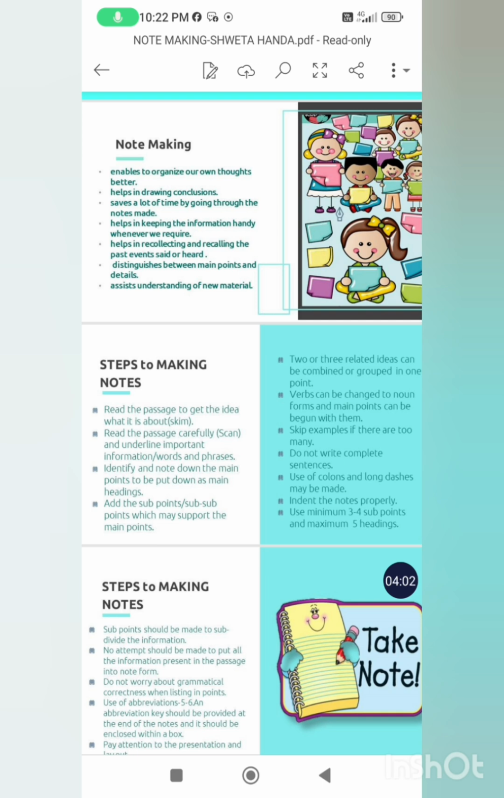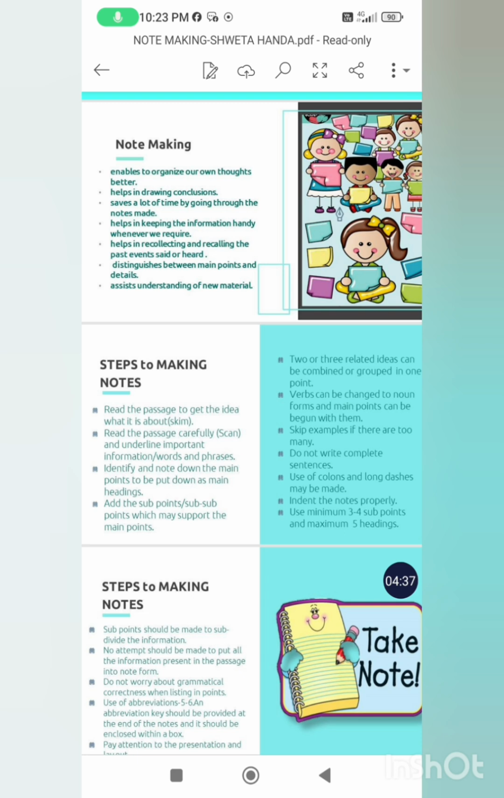Then it helps in keeping the information handy whenever it is required. So whenever the information is required, it comes handy. Why? Because you have made notes for it. It helps in recollecting and recalling the past, whatever the past events were said or heard. So it helps in basically recollection or recalling, right? The 2 R's, or you can say R squared, right?